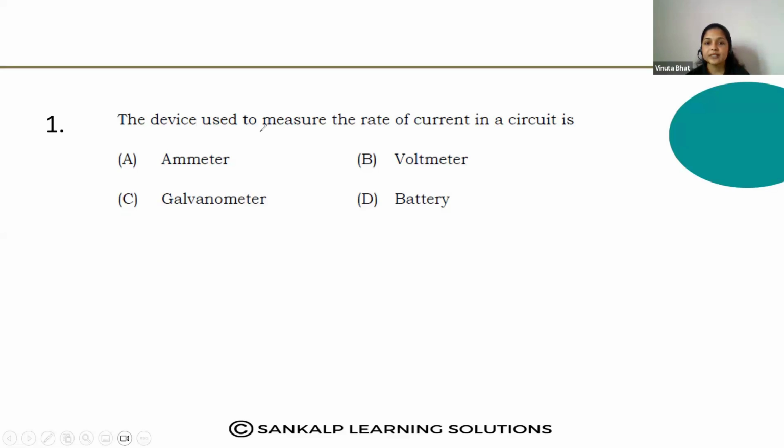The device used to measure the rate of current in a circuit is: ammeter, voltmeter, galvanometer, or battery. Ammeter is used to measure the rate of current in a circuit. Voltmeter is used to measure the potential difference. Battery is used to generate the electric current, right? Here, the correct answer is option A, ammeter.